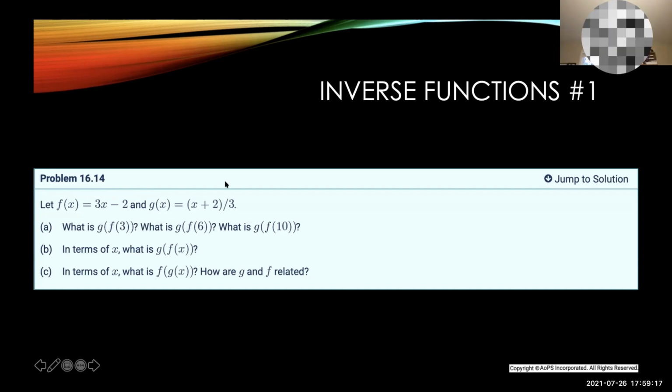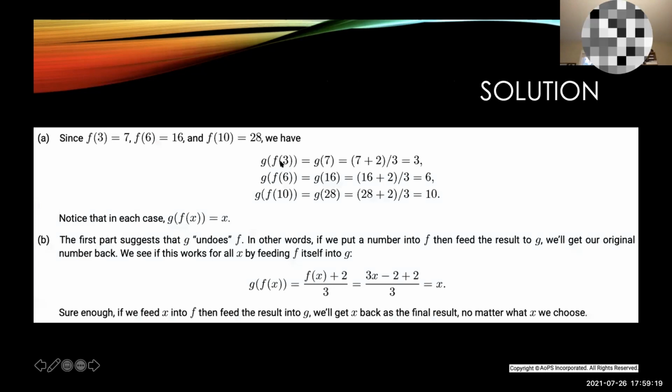Okay, I'm going to explain this problem out now. So essentially, when we do our f of 3, well, f of 3 equals 7, f of 6 equals 16, f of 10 equals 28. That's just simple math. And then when we put those in, what you realize is that the answers you get out were the same as the inputs you put in. I don't know if you guys realize that. So what this means is that g of f of x equals x.